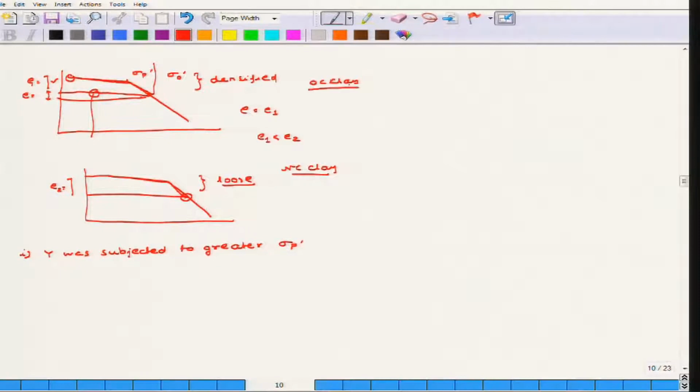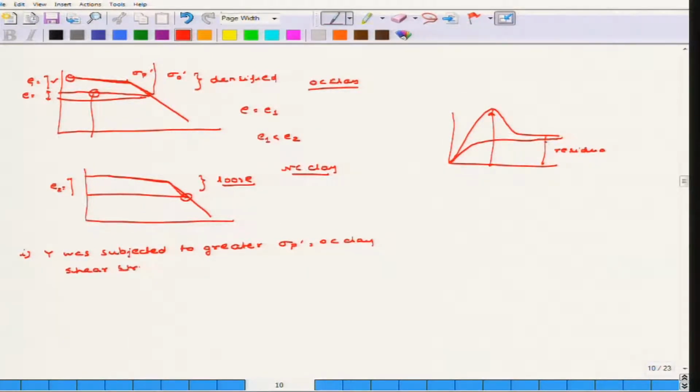Since it is an OC clay, it will be subject to a greater sigma p, because you all know that for an OC clay the graph is somewhat like this, but for an NC clay the graph is somewhat like this. So at the residual state they meet at the same point, but at the ultimate state it is obvious that an OC clay will have a greater strength than an NC clay. So Y was subject to a greater sigma p dash, so it behaves as an OC clay, so obviously the shear strength or shear stress is greater.